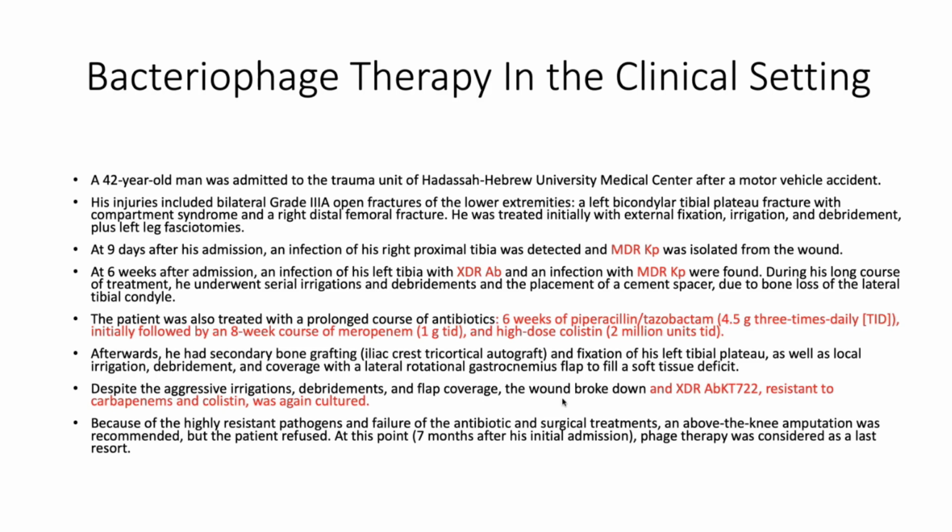So eventually, an above the knee amputation was recommended, but the patient refused. And at this point, phage therapy was considered because, as you can see, despite multiple rounds of broad spectrum antibiotic therapy that possibly could have treated some of these organisms, it just didn't do it for him.